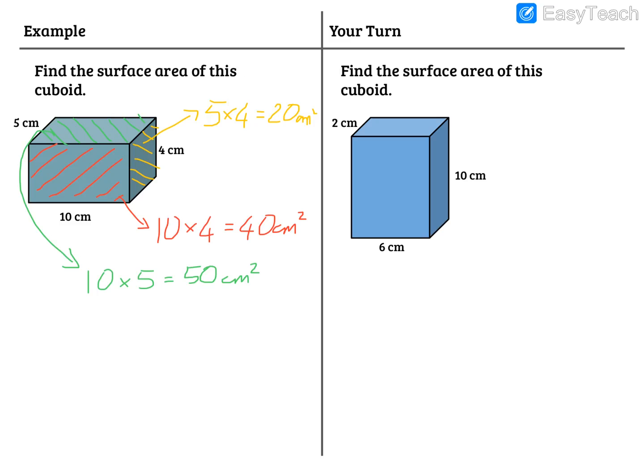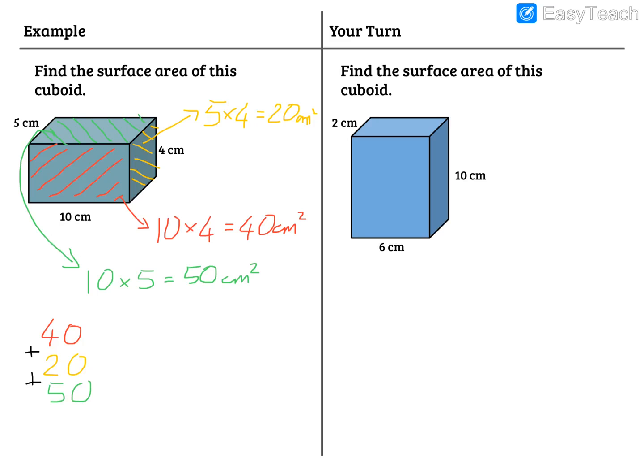So now I've got these 3 areas. This front face is 40 centimetres squared, this side face is 20 centimetres squared, and this top face is 50 centimetres squared. So remember, the surface area is the total of all the faces added together. So we're going to have to do 40 plus 20 plus 50.